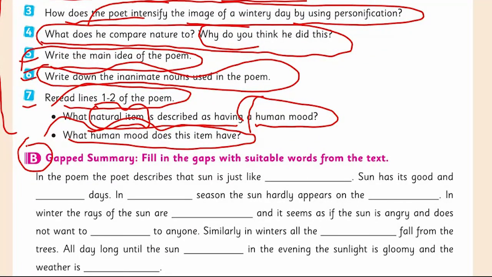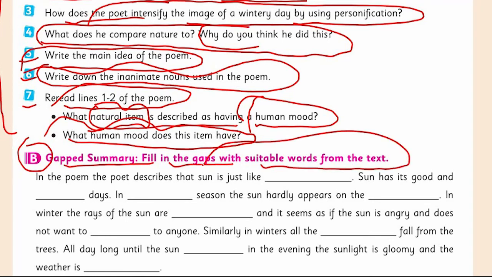Look at the section B here. Get summary, fill in the gaps with suitable words from the text. आपने क्या करना है? पोएम को दोबारा से रीरीड करना है और इन गैप्स में आपने क्या करना है? सुटेबल वर्ड्स लिखने हैं जो बिल्कुल एप्रोप्रिएट हो. In the poem the poet describes the sun just like a what?